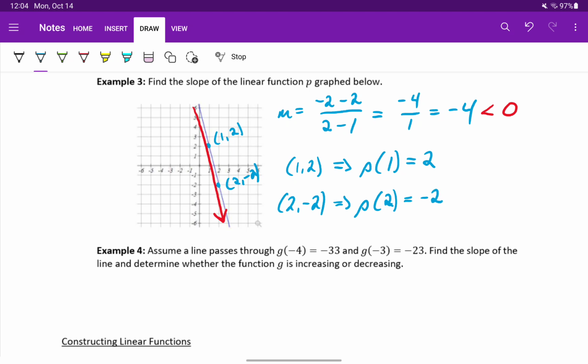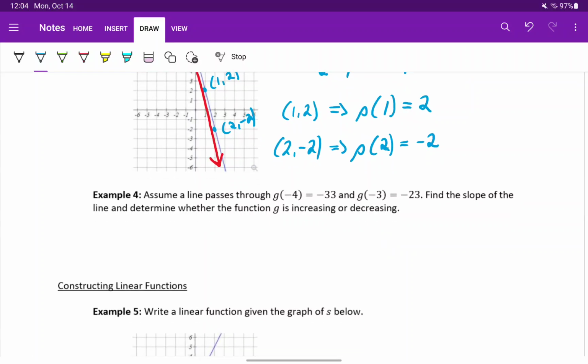That means we can translate this function notation information that we have in example 4 to give us two coordinate pairs. X is -4 and y is -33. And for the second pair we have x is -3, y is -23. So the coordinate pairs and the function notation mean the same thing, just represented in different ways.